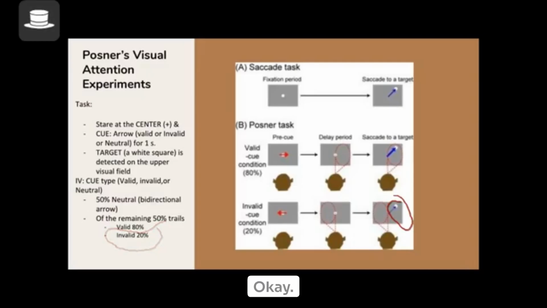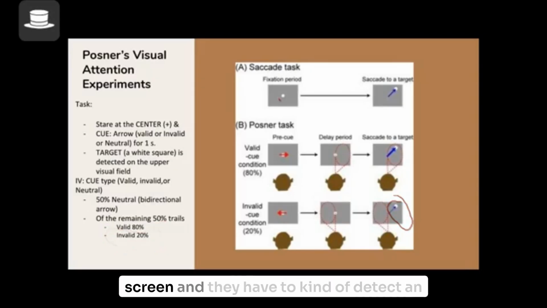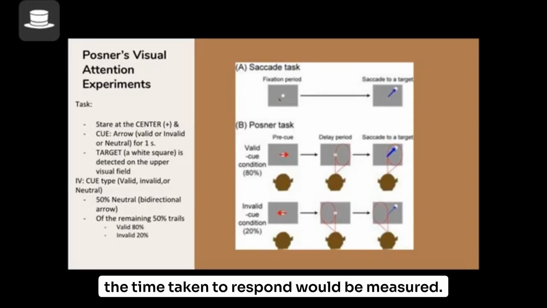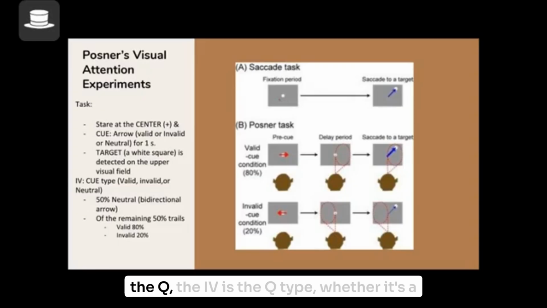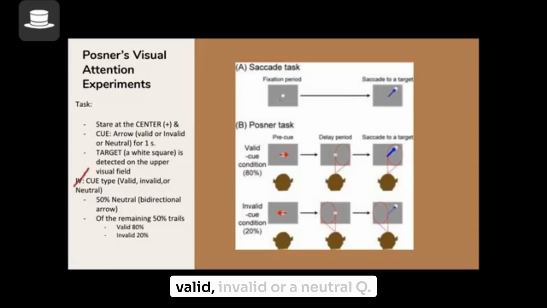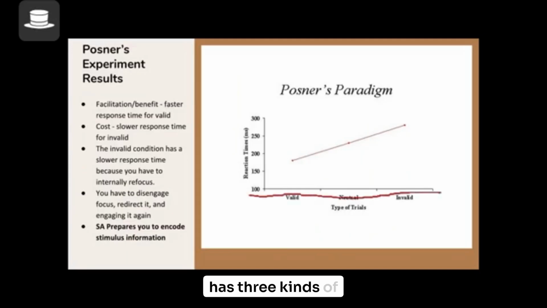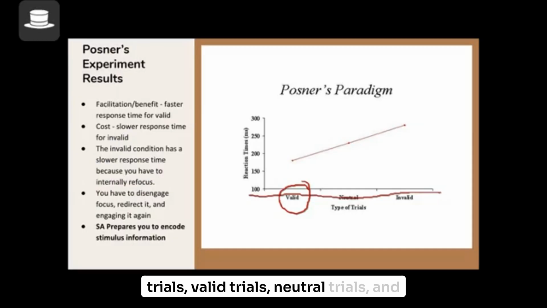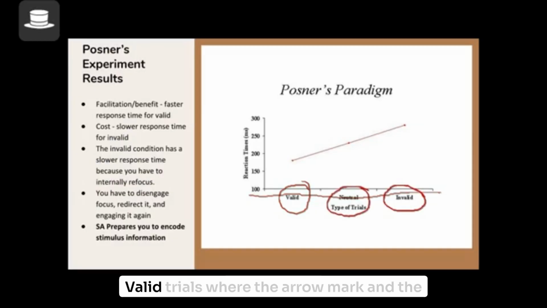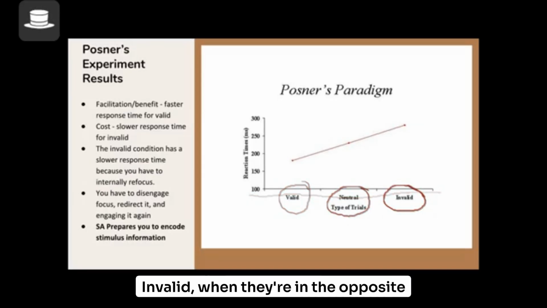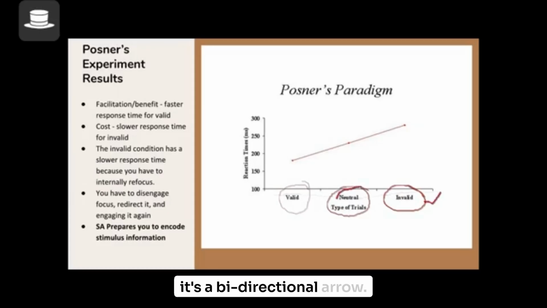So invalid. Again, they stare at the center of the screen and they have to detect an object. When they do, they have to respond, and the time taken to respond would be measured. So the IV is the cue type, whether it's a valid, invalid, or a neutral cue. And we look at the results now. As you can see, the x-axis is the IV, which has three kinds of trials: valid trials, neutral trials, and invalid trials. Valid trials are where the arrow and the object are in the same direction. Invalid when they're in the opposite direction. Neutral, it doesn't matter because it's a bidirectional arrow.